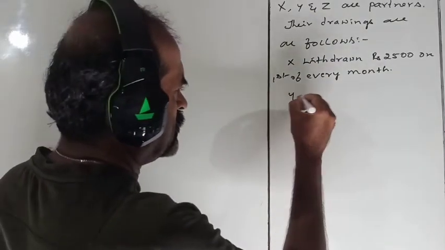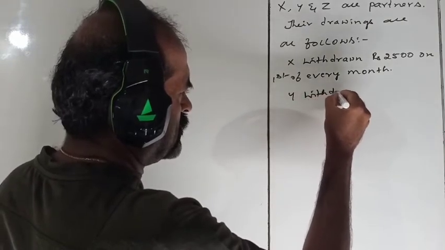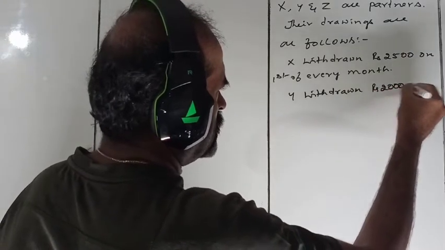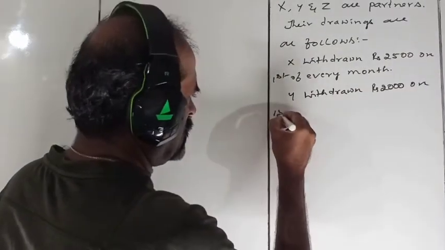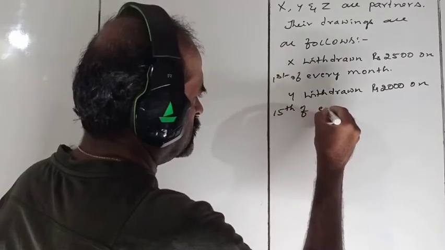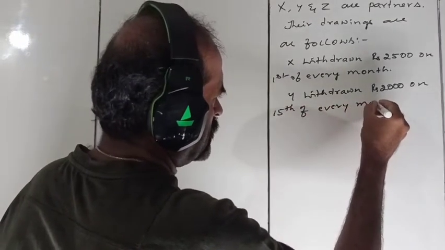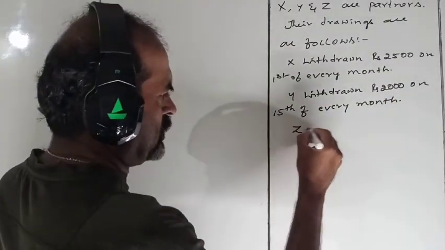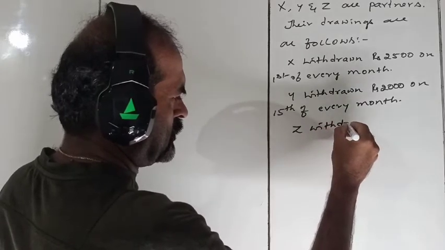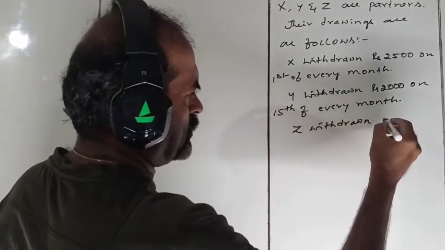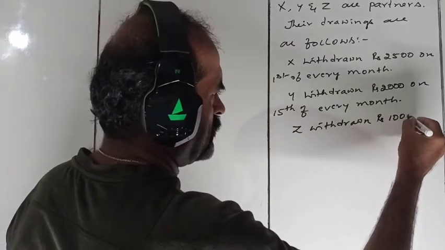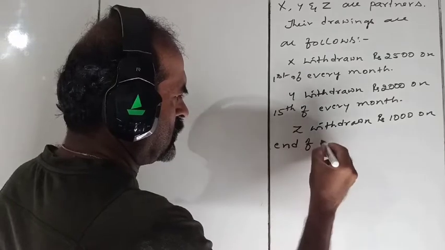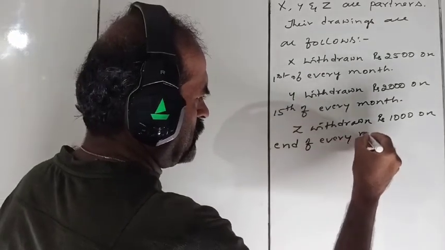Next, Y withdrew rupees 2000 on the 15th of every month. Then Z withdrew rupees 1000 on the end of every month.